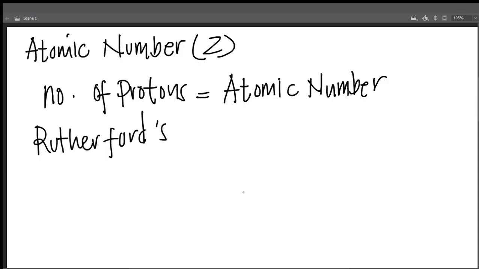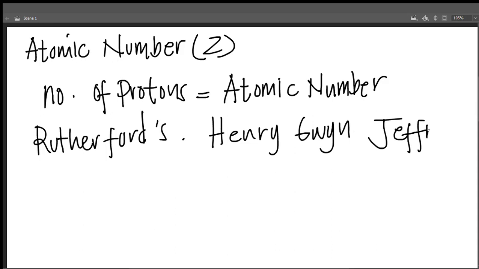Henry Moseley discovered that the various elements emitted characteristic X-rays when bombarded with fast-moving electrons.